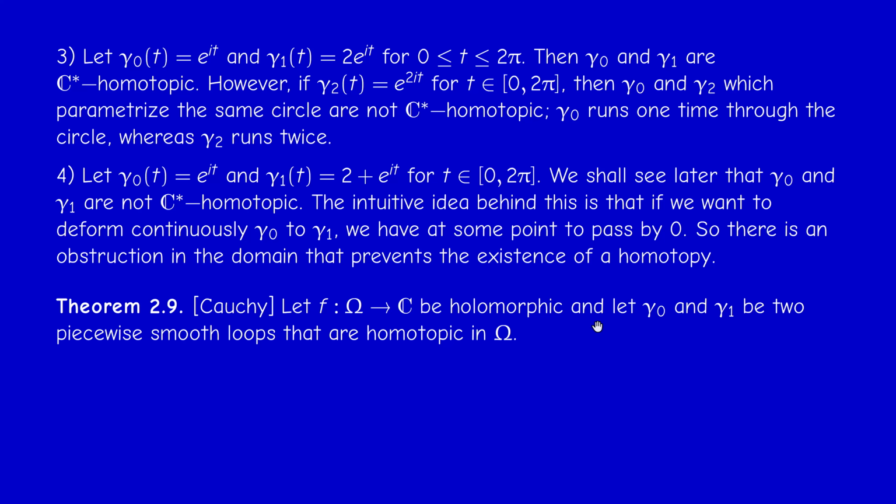And now, having defined the notion of homotopy, I can state the main theorem of this section, which is the homotopic version of Cauchy's theorem. It states the following. If two loops in omega are homotopic in omega, and f is holomorphic on omega, then the integrals of f along gamma 0 and gamma 1 are the same. Otherwise stated, if we deform continuously our loop in omega, the integral does not change. It's very important. Think of it.